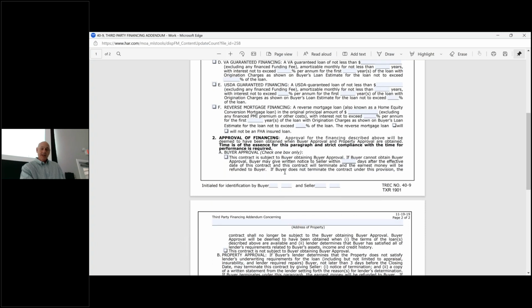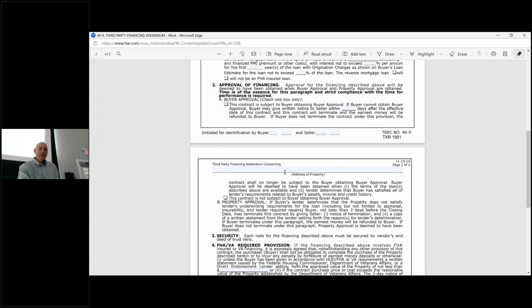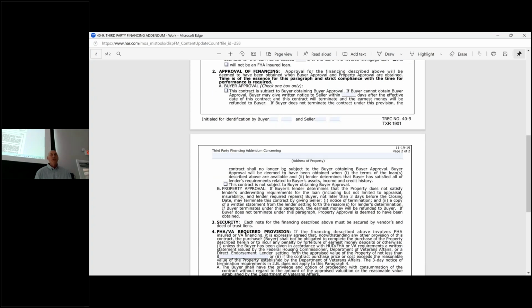There is no limitation. Paragraph 2. Approval of financing. Approval for the financing described above will be deemed to have been obtained when buyer approval and property approval are obtained. Don't skip over that. How many approvals are there?